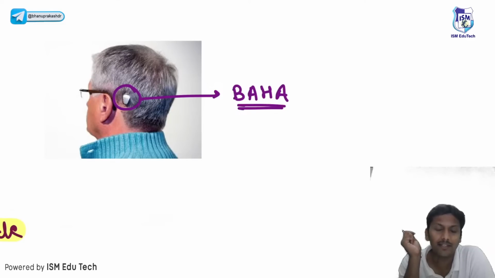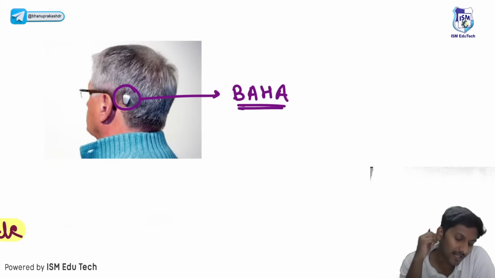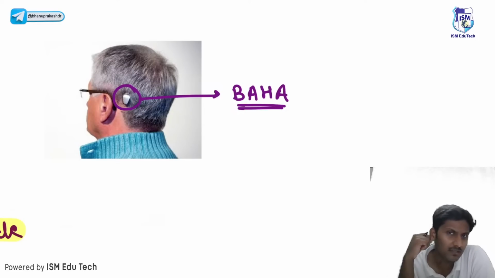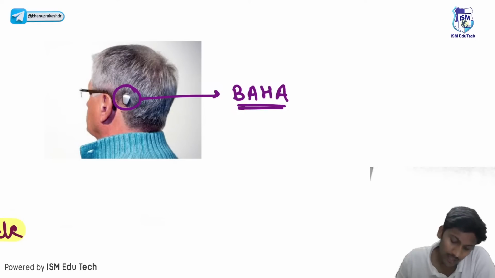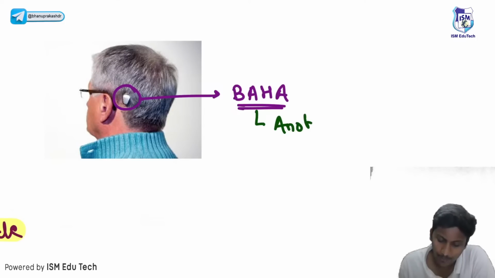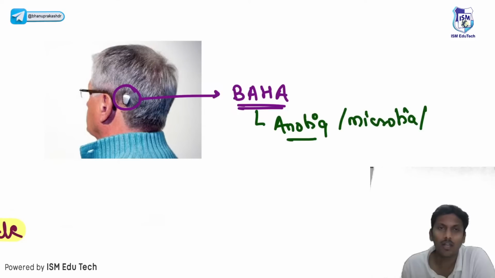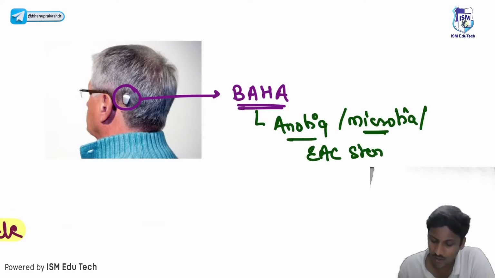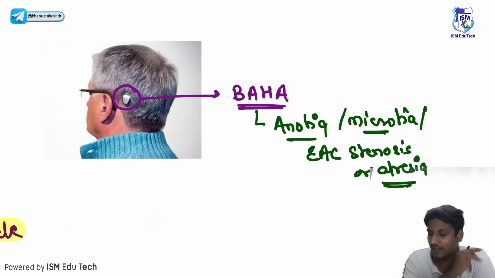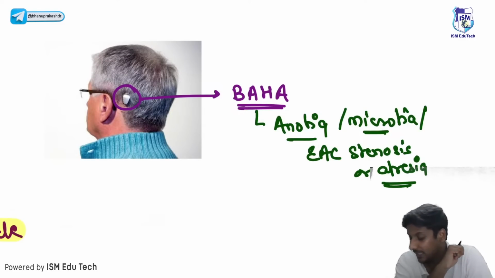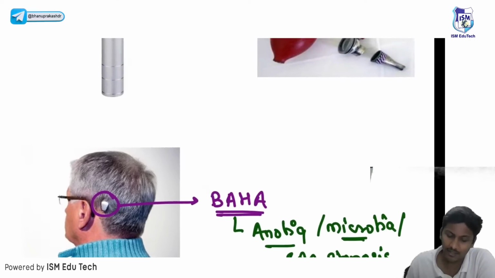When do we use a bone anchored hearing aid? For a normal hearing aid, you see that the pinna is required, right? The pinna is required for the machine. But if the pinna is not there, can you use these other types of hearing aids? No. Therefore, in a case of anotia, if the pinna is completely absent, or in a case of microtia, that means the pinna is small and very underdeveloped, or in a case of EAC, external auditory canal, stenosis and atresia. External auditory canal stenosis means narrowing, or there is atresia, absence of the EAC. In these conditions, you need to use a BAHA, bone anchored hearing aid.